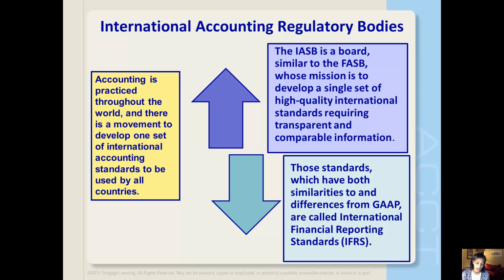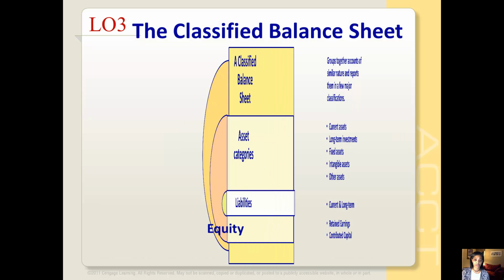But because the adoption of IFRS is voluntary, IASB's effectiveness in accomplishing its mission is kind of limited. But efforts are ongoing between the IASB and the FASB to converge U.S. and international standards.